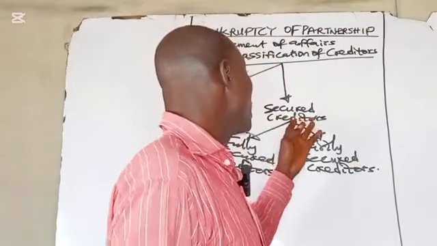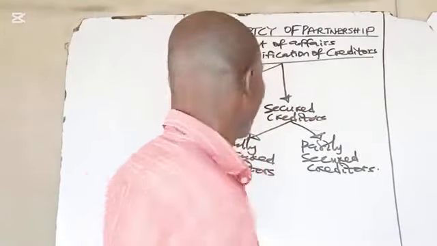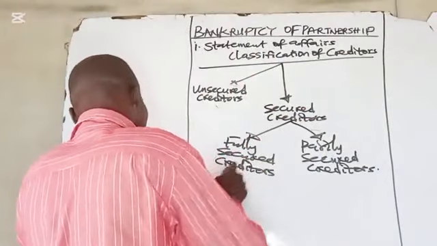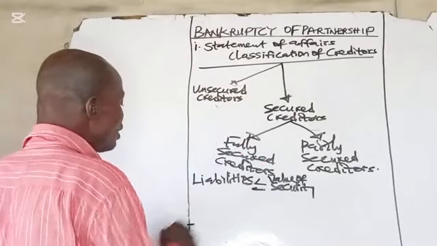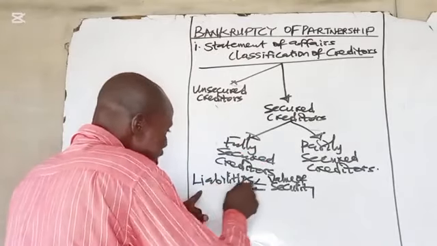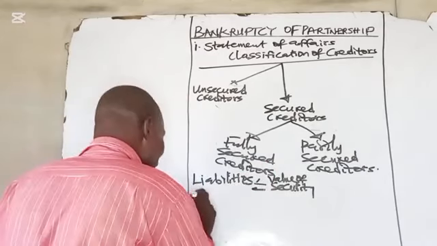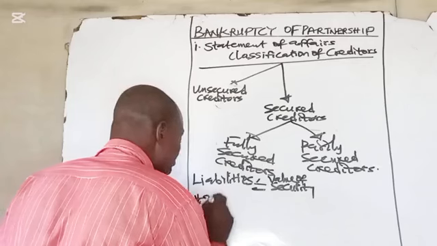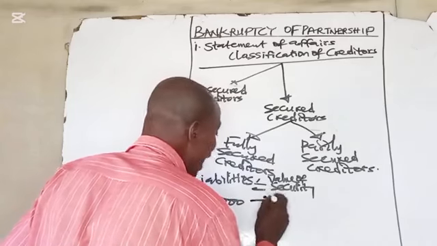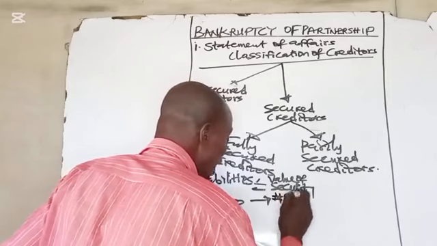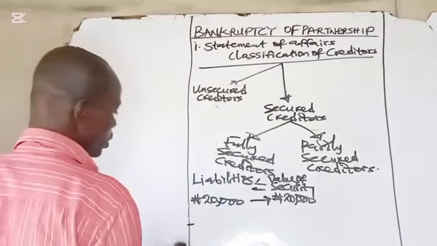Remember, I've told you that secured creditors are creditors that are pledged on a particular asset of the business or of the partners. A creditor is fully secured if the value of the liabilities is less than or equal to the value of security. For instance, if a loan of 20,000 naira was obtained and the value of the collateral for that loan amounted to 20,000, that means the creditor is fully secured.